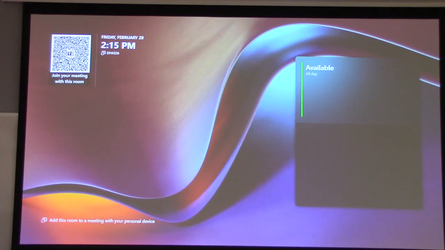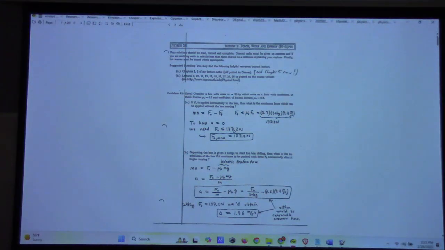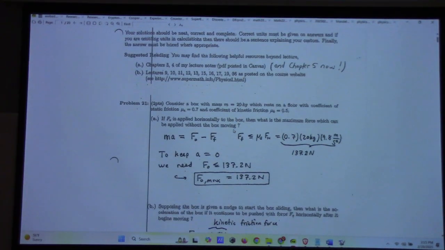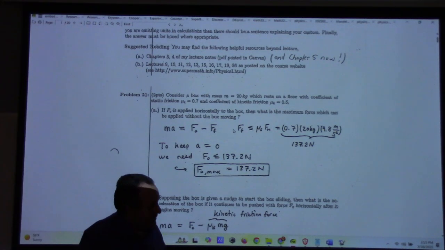All right, let's see if this thing works. Here we go. All right, well, guess we'll have class. Good. So here's the solution to mission 2. I'll just go through it quickly here.